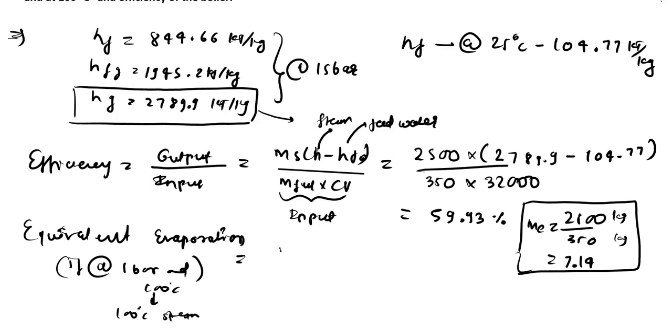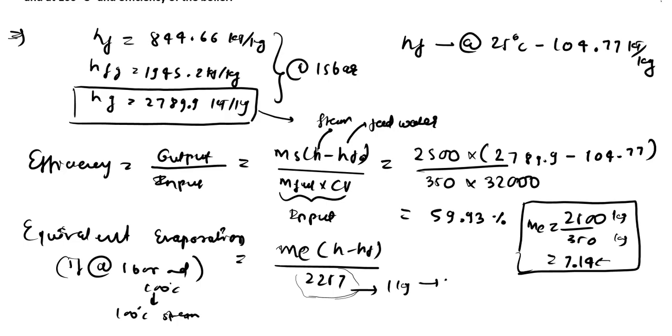You can use this in the equivalent evaporation formula. If you are generating steam at 15 bar, this is how much steam you get per kg of coal, which is 7.14. So this is Me, and you have H minus Hf, which denotes the total energy, and in the denominator you have 2257. Why is this 2257 there? At standard conditions, this is how much energy you require to convert 1 kg of water to 1 kg of steam. This is also called latent heat.